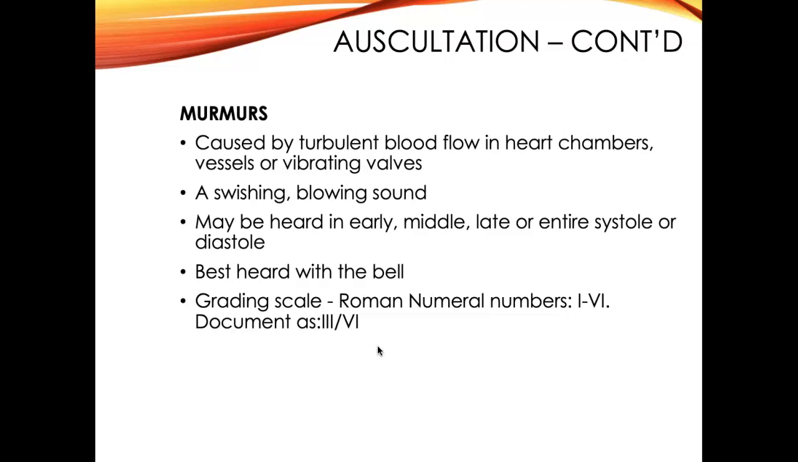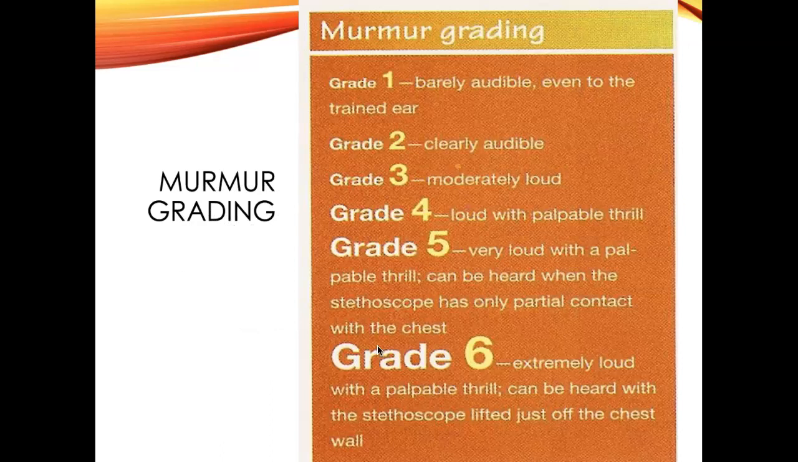And there is a chart here, a grading scale. Grade one is barely audible, very, very faint, very, very light. You can hardly hear it unless you have a nicely trained ear. Up to grade six, where you may not even need a stethoscope; if you put your ear to the chest, you might be able to hear it all by itself. So one is very faint, six is very, very loud. That's the grading scale of the murmur. Again, I think there may be a test question about the grading scale, so you might want to star this slide as well.